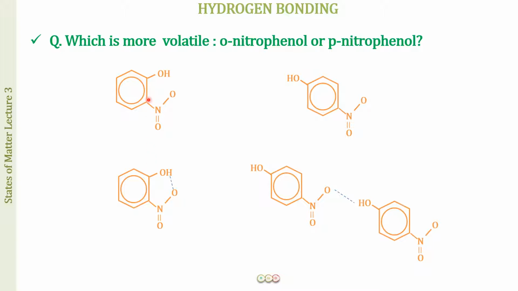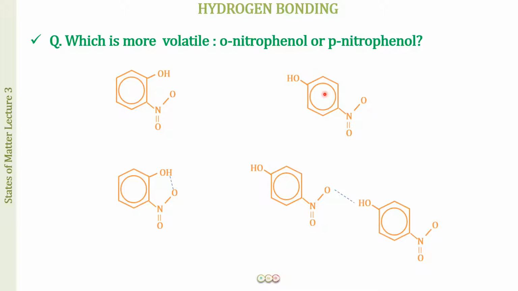When this is a van der Waals force, and that is a hydrogen bonding taking place between molecules, this is going to be a stronger force. Stronger force means that you will have to spend more energy to separate these molecules. This can be separated easily because they are going to be weak forces. With weak forces, this compound is going to be more volatile. I hope you can understand now that orthonitrophenol is more volatile than paranitrophenol, because in this case intramolecular hydrogen bonding is taking place, whereas in this case intermolecular hydrogen bonding is taking place.